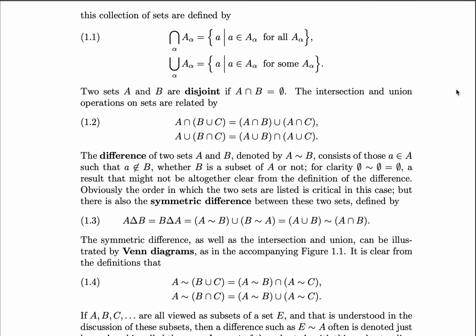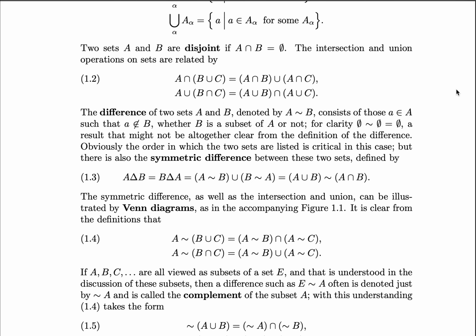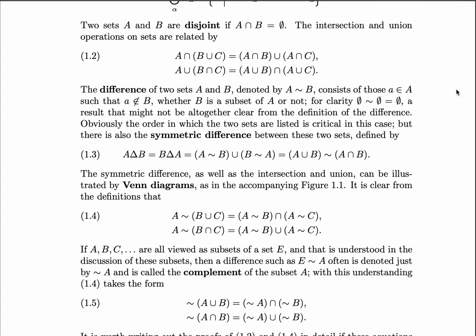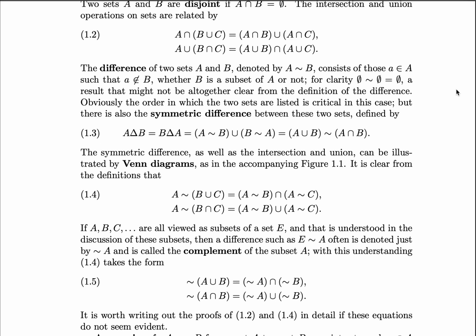Now we can come to the difference between two sets, denoted A subtract B or A without B, which consists of those elements a such that a is an element of A, but a is not an element of B. It does not matter whether or not B is a subset of A. Additionally, we have the empty set subtract the empty set is the empty set. Difference, like subtraction, respects order, so it matters what order you write them in. However, there's also the symmetric difference between two sets, defined as A symmetric difference B is equal to B symmetric difference A, which is A except B union with B except A, which is the same thing as A union B except A intersected with B.